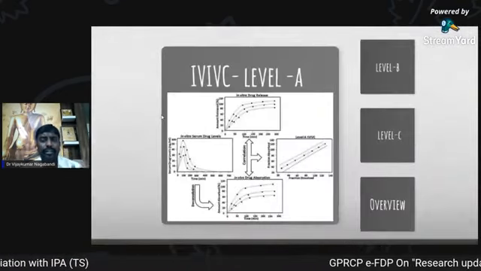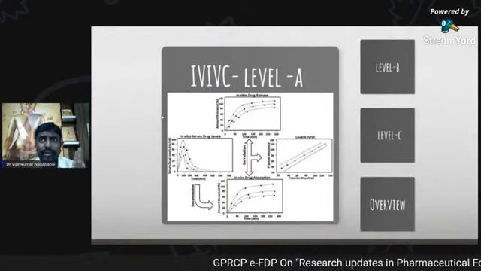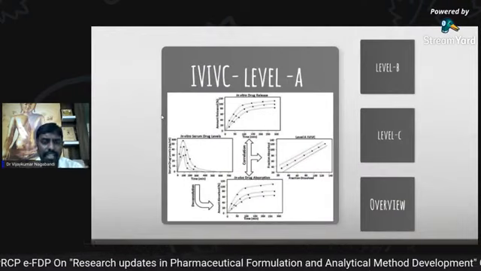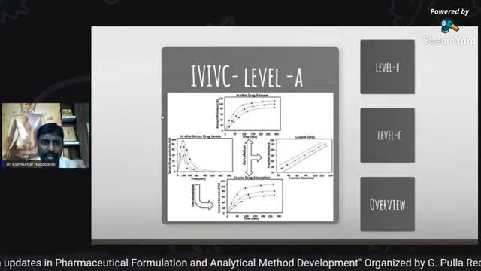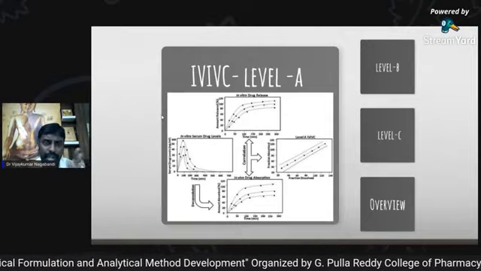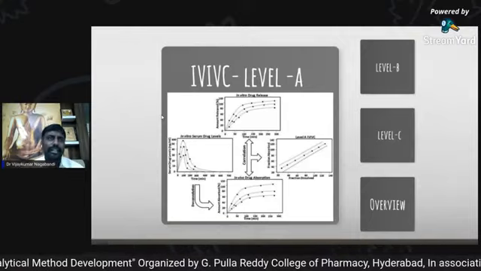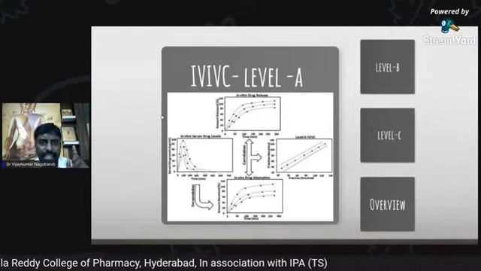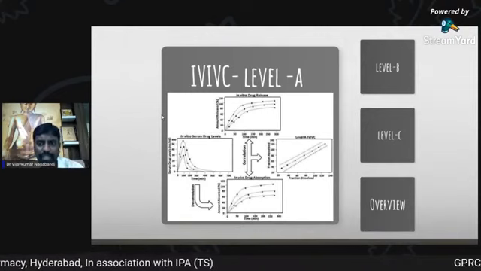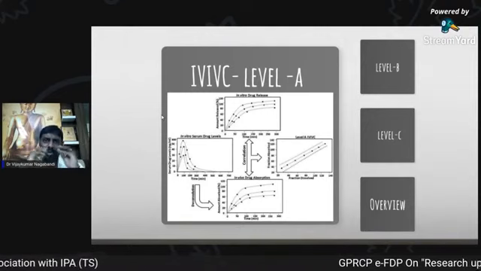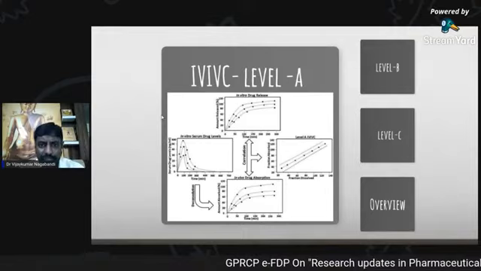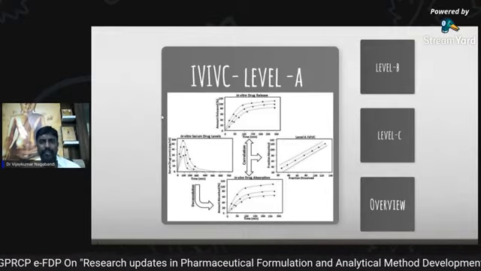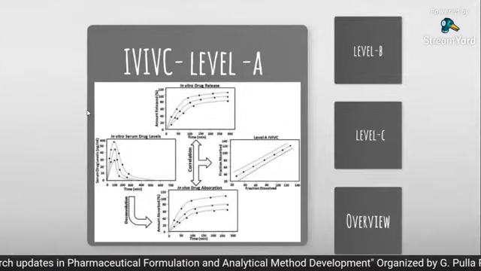So we have, as you all know, in vitro in vivo correlation. In short, it is represented as IVIVC: I is in, V is vitro, I is in, V is vivo, and C is the correlation. In vitro in vivo correlation we can build in 3 levels. One is level A, second is level B, third is level C. Though you may already know about the 3 levels of correlation, I'll give you a brief idea about level A, level B, level C correlations here.